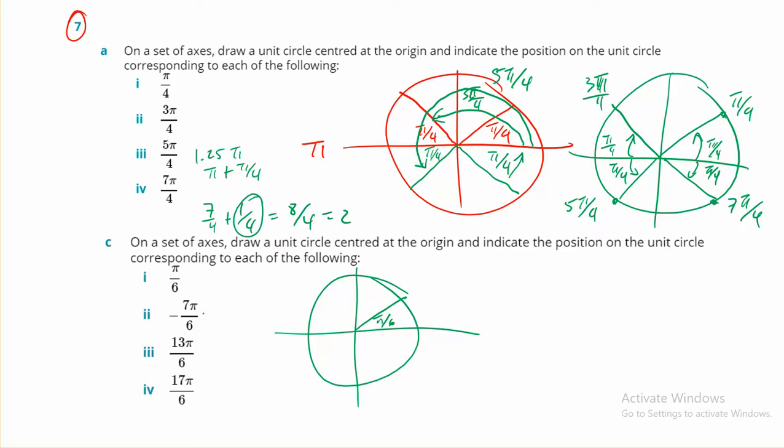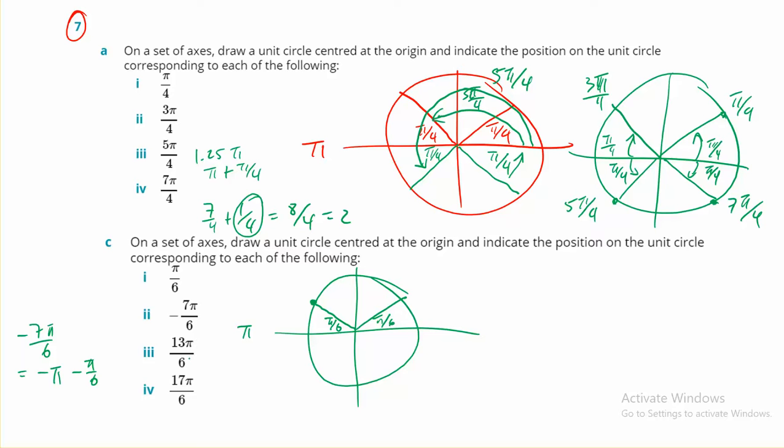Negative 7 pi over 6. If I write negative 7 pi over 6 as a mixed number, that's the same as negative 6 pi over 6, so it's negative pi minus another pi over 6. So we're going backwards 1 pi. So we go backwards to here, because this is the pi position. And we're going back pi over 6 more than that. So we're actually over here. Okay, so we're actually in this position.